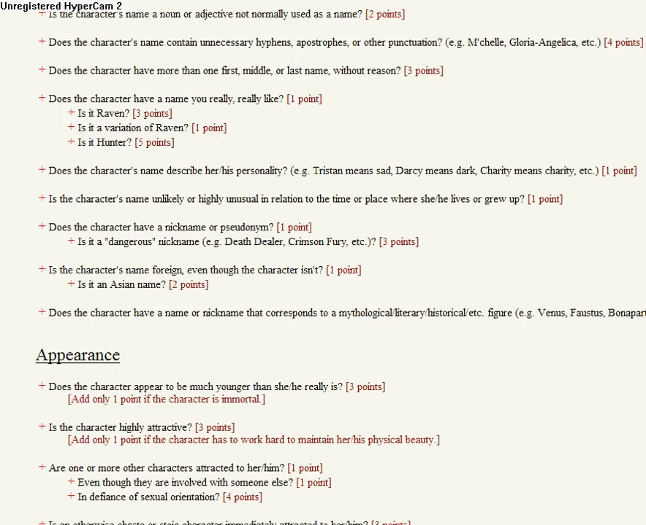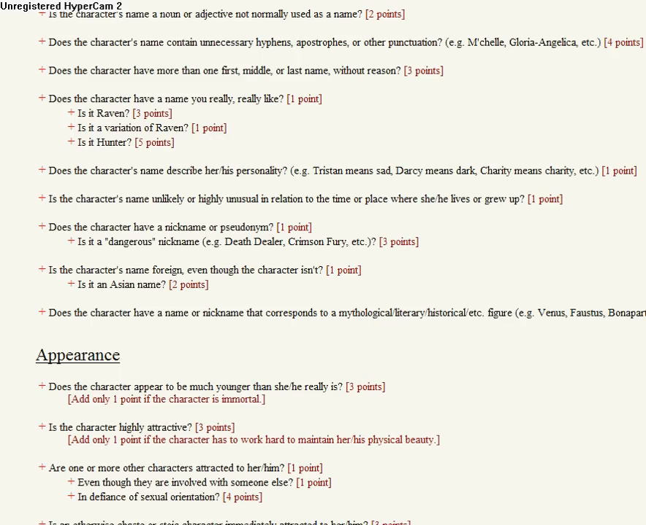Okay, appearance. Does the character appear to be much younger than they really are? Plus 3. Add only 1 point if the character is immortal. Okay, that makes sense. Is the character highly attractive? Plus 3. Add only 1 point if the character has to work to maintain this. Are one or more of the characters attracted to them? Plus 1, even though they're involved with someone else. Plus 1, in defiance of sexual orientation. Plus 4. God, I hate when people do that.